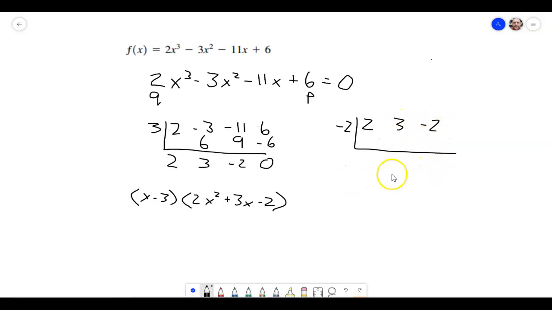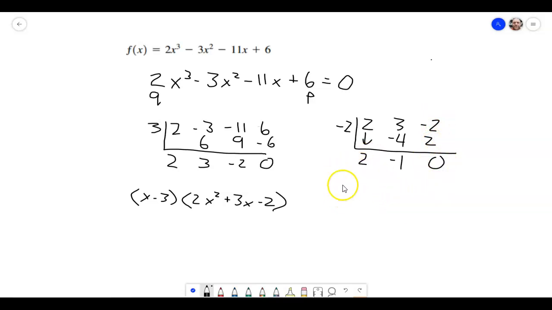I should get a 0 over here if I do it right. I'm going to bring down the 2, whatever's here. And then 2 times -2 is -4. Add those together, we're going to get -1. -2 times -1 is +2. Add those together, I get 0.